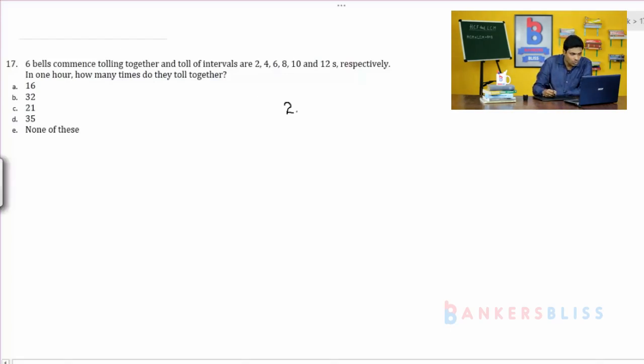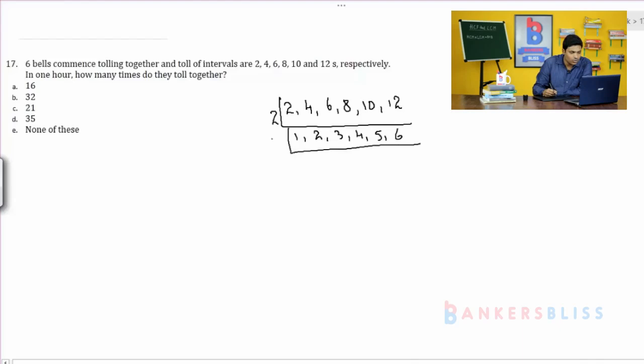So 2, 4, 6, 8, 10, 12. 2 1s are 2, 2 2s are 4, 2 3s are 6, 2 4s are 8, 2 5s are 10, 2 6s are 12. Once again you divide it by 2. So 2 1s are 2, 3 as it is it will come, 2 2s are 4, 5 as it is it will come, 2 3s are 6. Next you divide this one by 3. So 1 as it is, 3 1s are 3, 2 as it is, 5, 3 1s are 3.